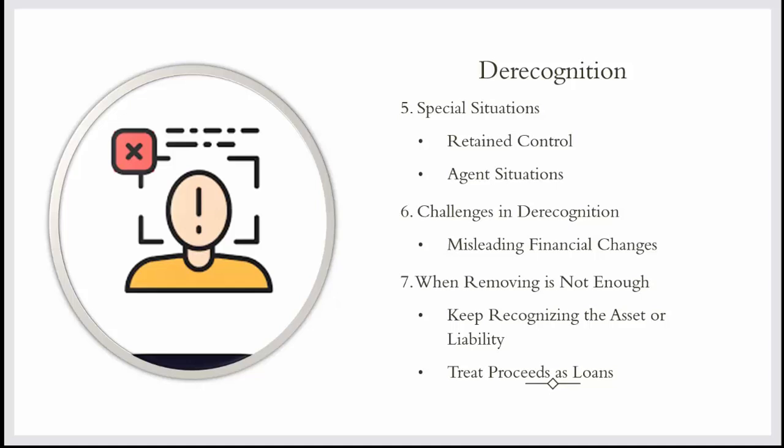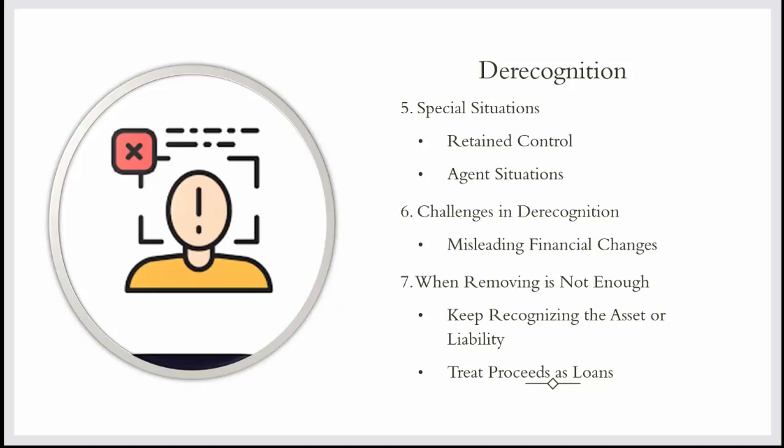When removing is not enough, keep recognizing the asset or liability. In some cases, the company should continue to recognize the transferred part to avoid misleading financial statements. For instance, if a company sells a piece of equipment but still uses it under a lease, it might need to keep recognizing the equipment.